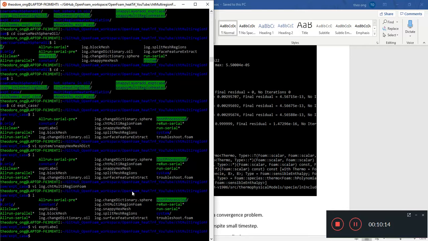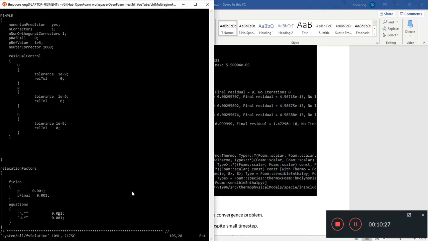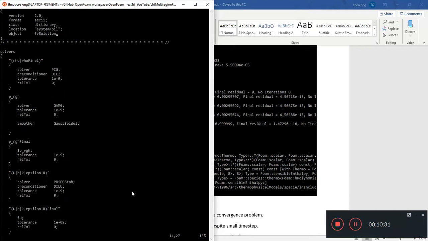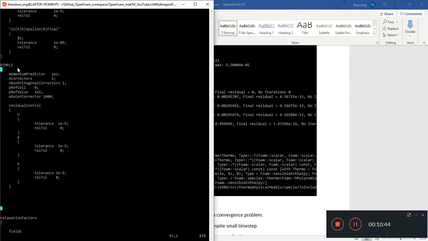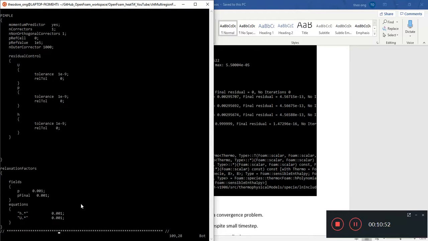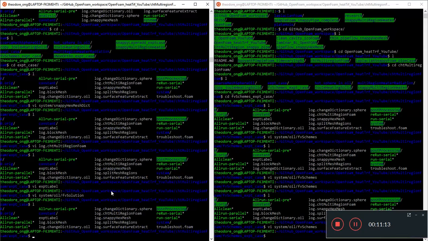This experimental case is where I changed all the FV solution related settings. What did I do with the fvSolutions? I made the tolerances really strict. Instead of 1 times 10 to the 5, I changed it all to 1 times 10 to the 9, so I made it very, very strict in terms of temperature. In addition, for the PIMPLE controls, I set all the tolerances to 1 times 10 to the 9. I also set the relaxation factors for all these fields to 0.001, meaning the simulation should move on very slowly, and at least the residuals should not be causing a problem. Nevertheless, the residuals weren't exactly the problem in this case.